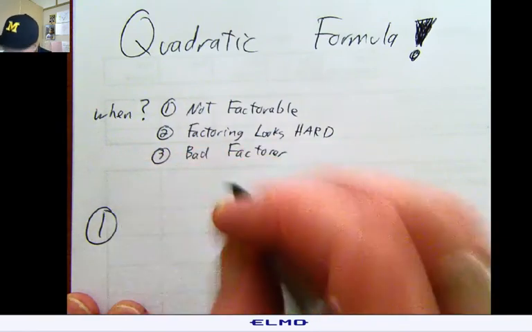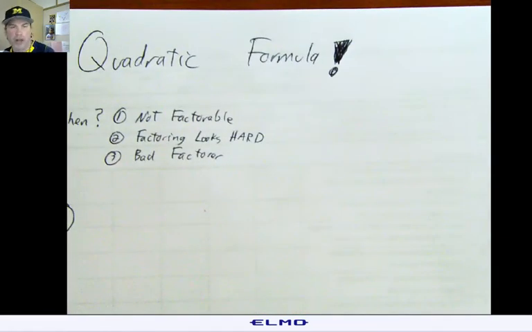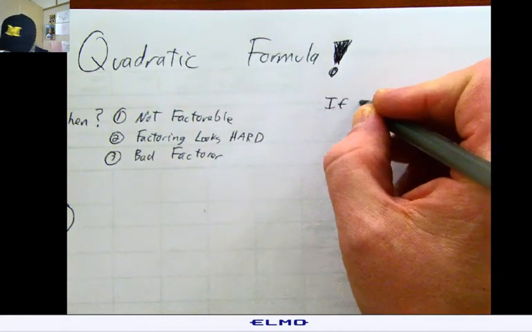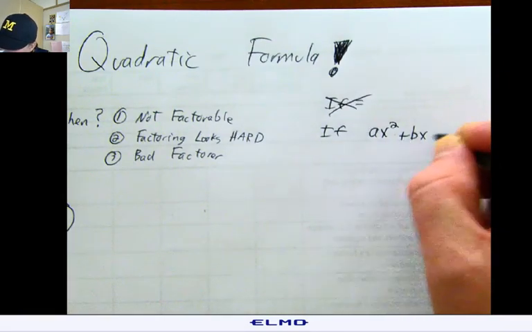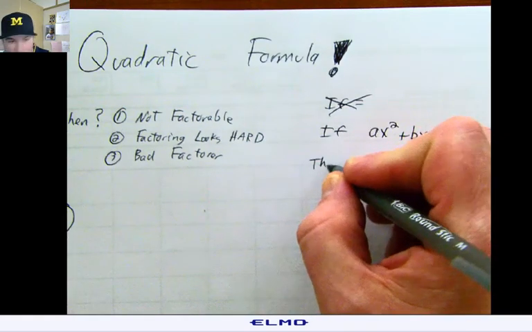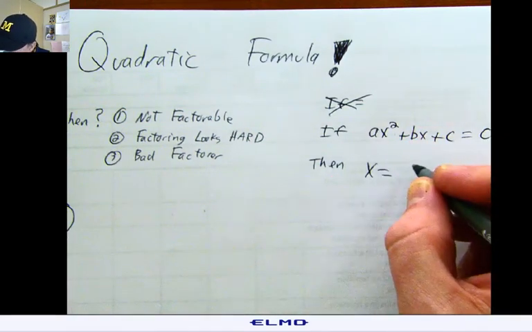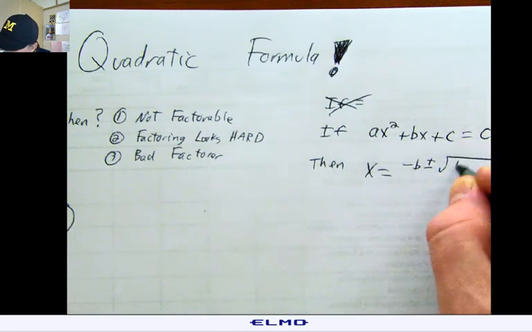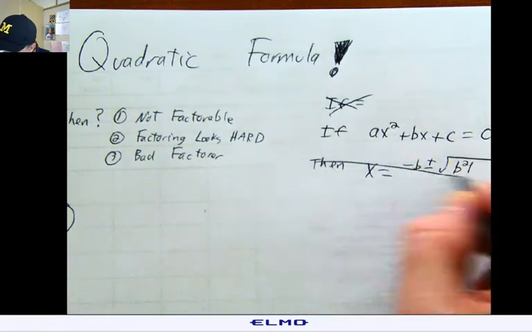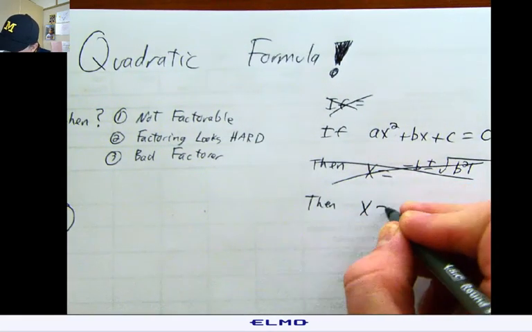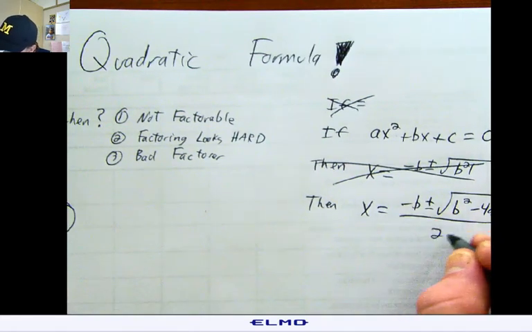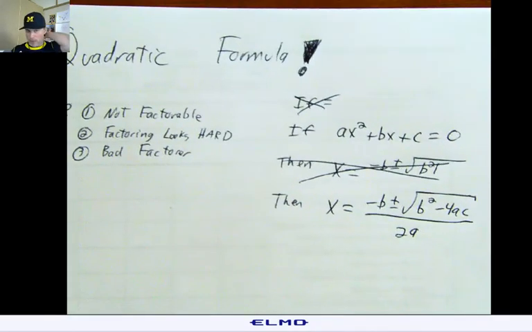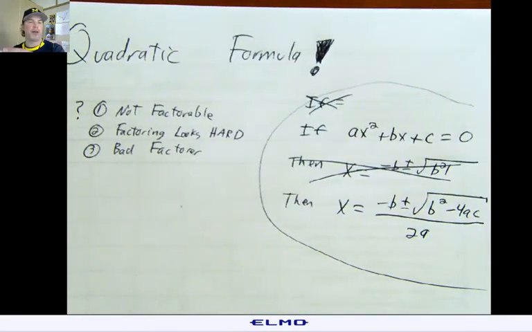I guess before this we should put up here the formal quadratic formula: if ax squared plus bx plus c is equal to 0, then x is equal to negative b plus or minus the square root of b squared minus 4ac all over 2a. Our quadratic formula.